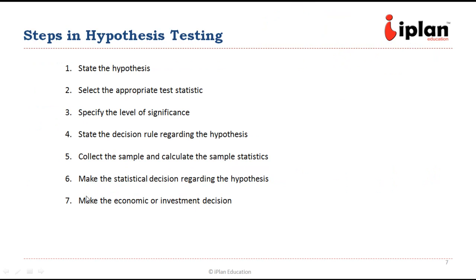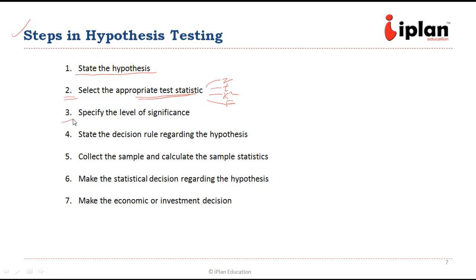Now let us look at the steps involved in hypothesis testing. First, stating the hypothesis as we have just looked, which involves choosing the null hypothesis and alternative hypothesis. The second step is choosing the appropriate test statistic. This is based on the population parameter which we want to assess. So it could be Z statistic, T statistic, chi-square statistic or F statistic, etc.